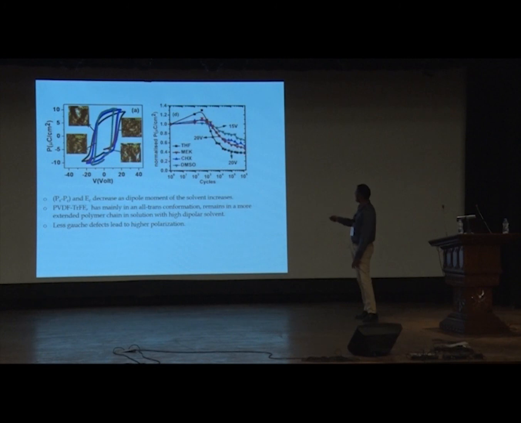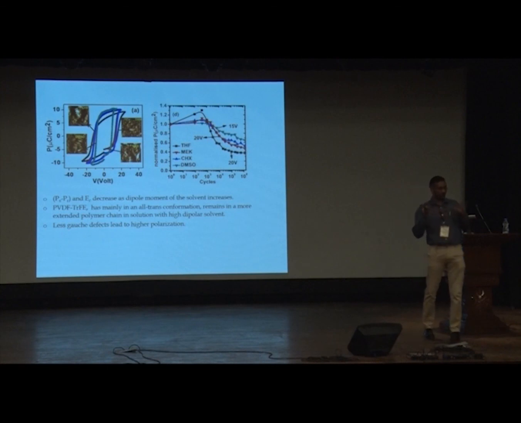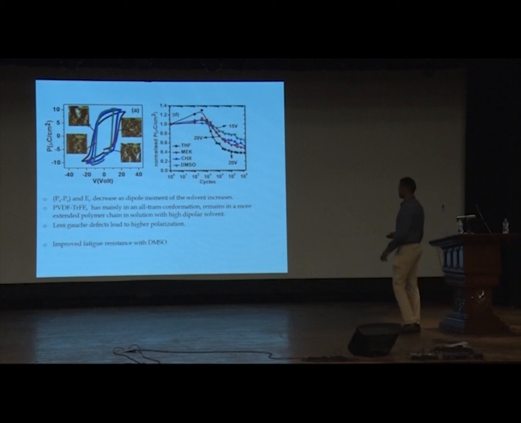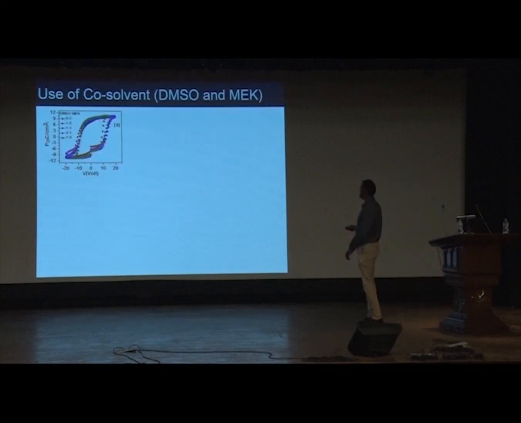When we use DMSO, which is a large dipole moment solvent, we got slightly better fatigue characteristics. This gave us an idea that the dipole moment of the solvent is playing some role in improving the fatigue behavior. But DMSO increases the roughness. So we thought, let's mix these two with each other. When we mix them in various proportions, we find that the fatigue performance of devices for a certain ratio of DMSO to MEK improved greatly.